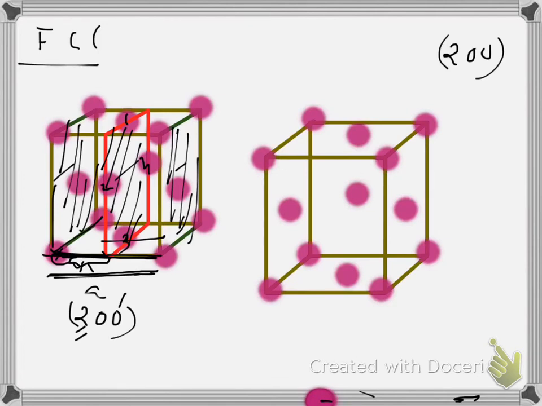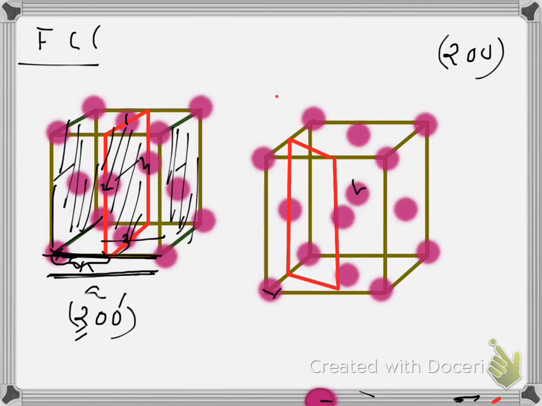Now again you have the origin, and the x, y and z axes. So now you have to draw a plane like this. Now you will get a particle in this plane here. The left face center particle is present in this plane, and the front face center is also in this plane.